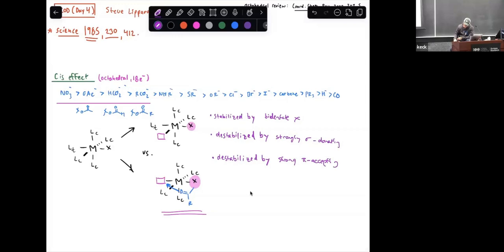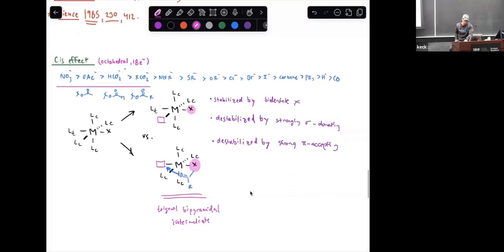And again, it comes down to this somewhat common trigonal bipyramidal intermediate that is formed upon a dissociation. So you're an 18 electron complex, it's going to proceed through a dissociative mechanism. Upon dissociation, you will get a distorted octahedral geometry or trigonal bipyramidal geometry.